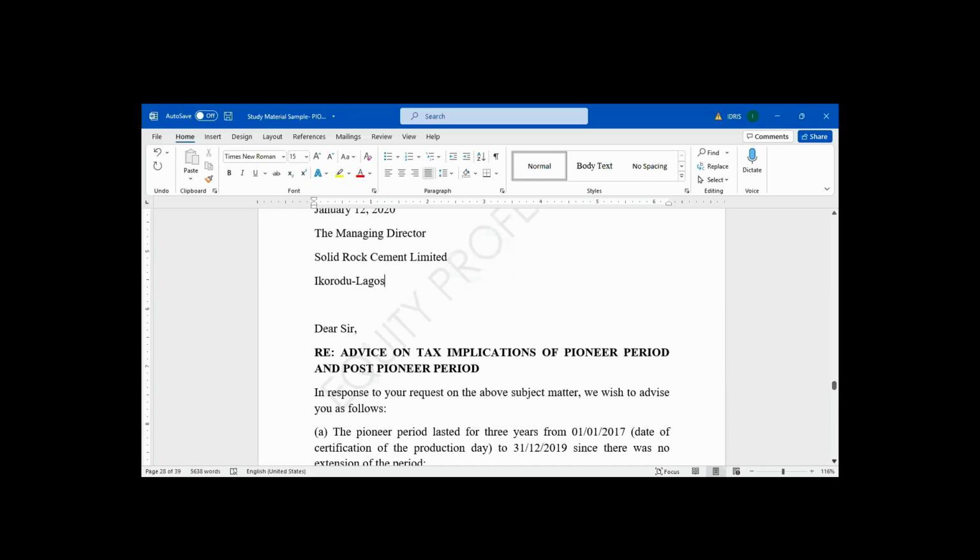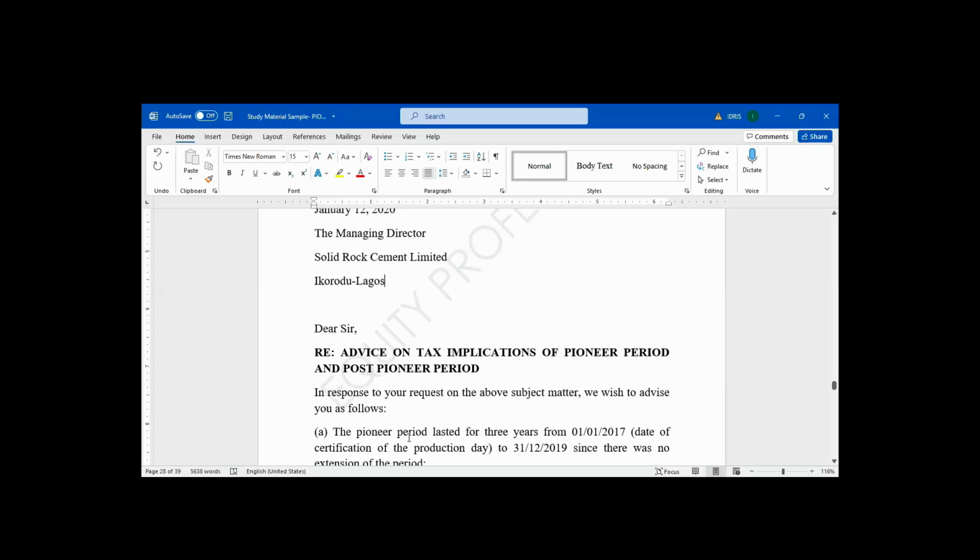In this question, before you even go to the working, you need to mention some points. You need to tell us, for pioneer period, what is the tax implication. One of the tax implications is the profit made during the pioneer period. In this question, the pioneer period starts from 1st of January 2017 to 31st December 2019.